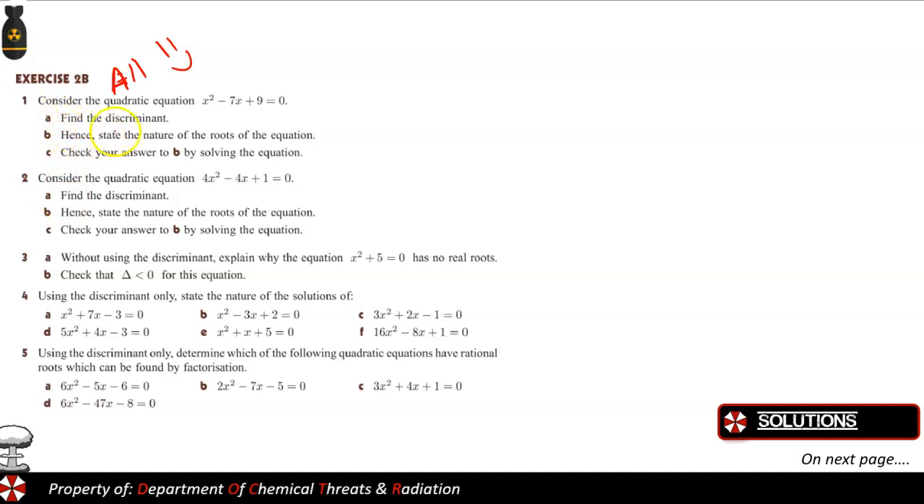State the nature just means what does that indicate? How many roots? Are there no roots, one root or double root, and two distinct roots? Check your answer then by solving the equation. So using the quadratic equation again, check that you do end up with two answers, no answers, etc. And then that's pretty much repeating the process. And then we get down to here, using only discriminant. So have a go at those. Solutions will be on the next page in just a moment.